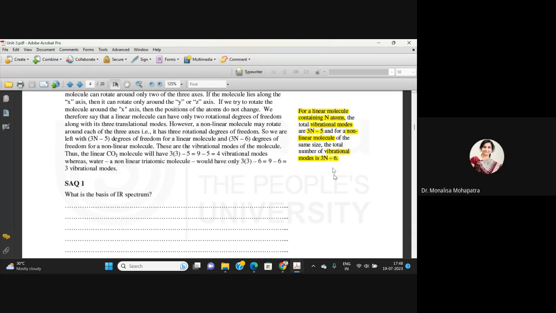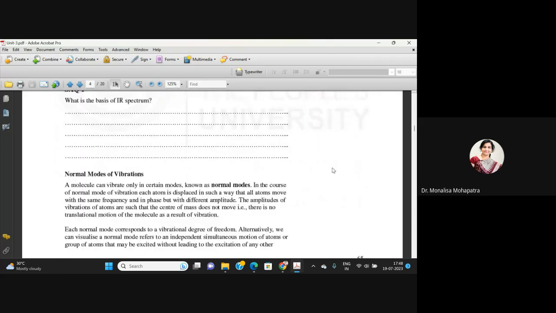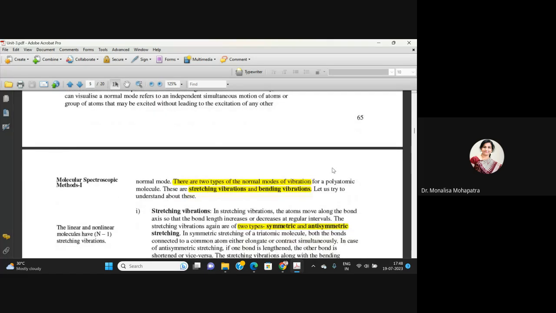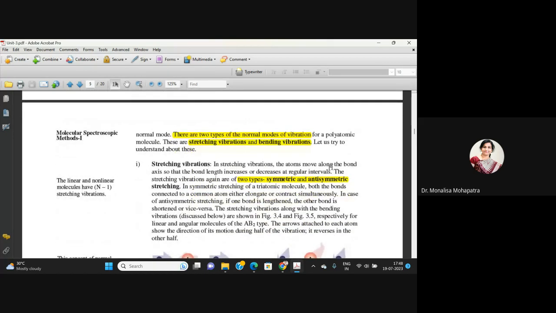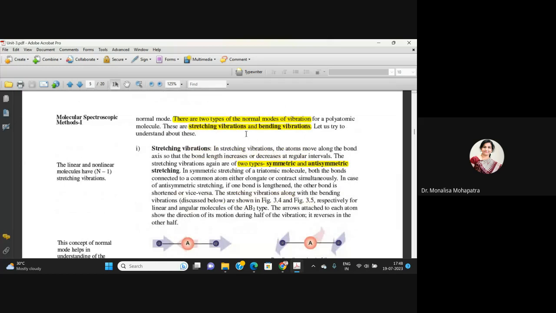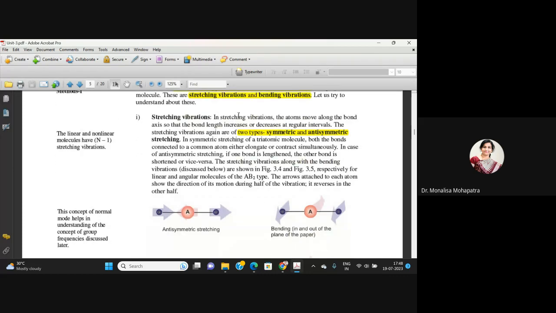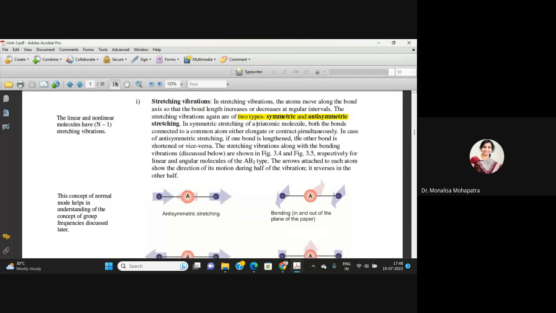So this kind of question you can expect in NET GATE, to find out how many vibrational modes are expected. There are basically two types of normal modes of vibration. In a broad way, you can categorize them as stretching vibration and bending vibration. Stretching vibrations are of two types again: symmetric stretching and anti-symmetric stretching.